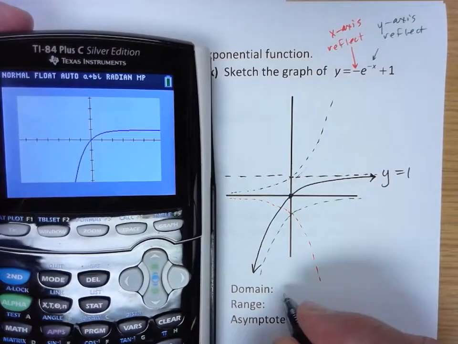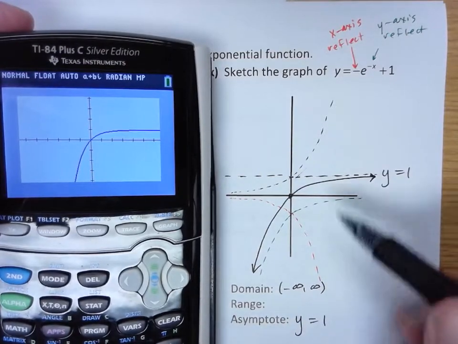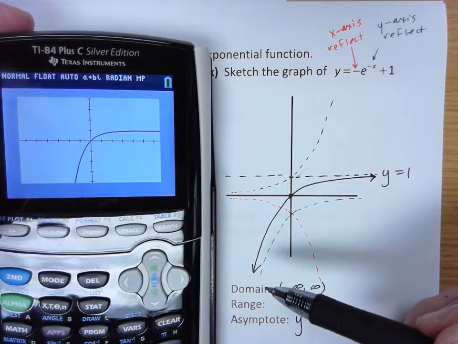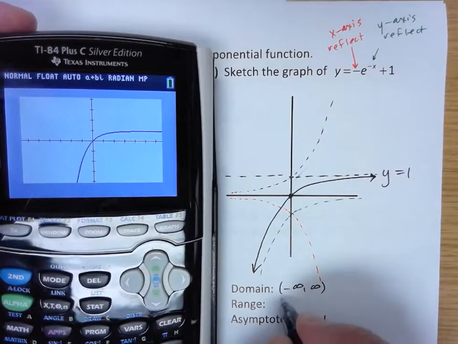Domain is still going to be all real numbers. And the range is now unique because of the reflection and getting shifted up by 1. The range of y values goes from -infinity up to, but not including, 1.